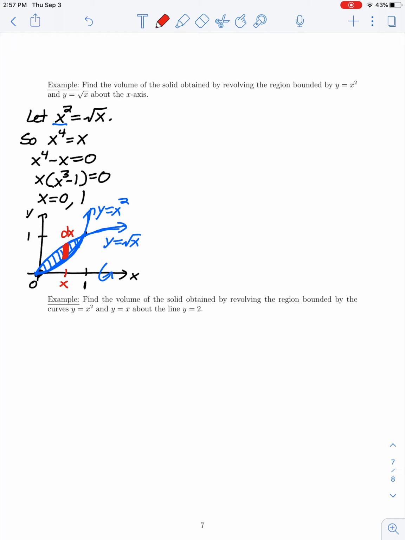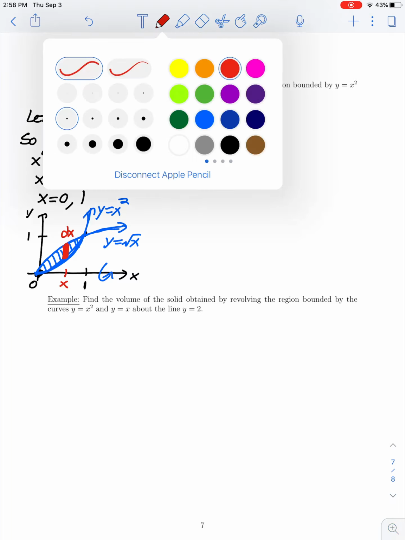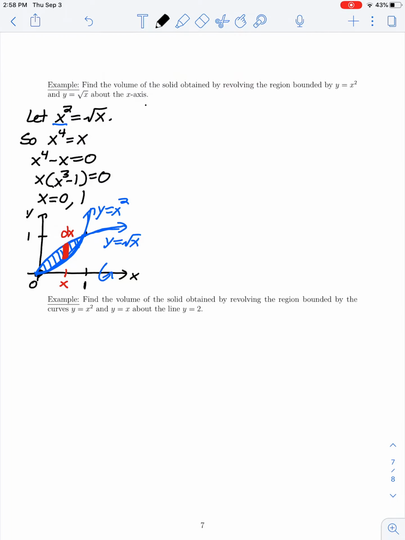So we can see by revolving that slice about the x-axis, we would have a washer shape. So not a disk, but sort of a disk with a hole through the middle, which is a washer. So we know that we're going to make use of the washer method.